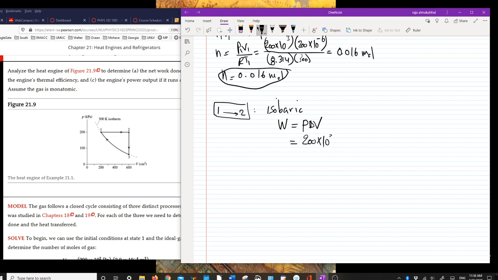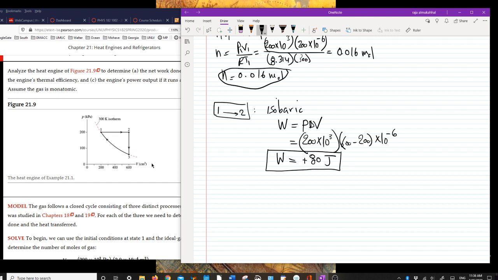Anyway, so this is to the third times delta V, which is basically 600 minus 200, correct? So that's going to be 600 minus 200 times 10 to the negative 6. And when we do the calculation, I have the answer here is 80 joule. Okay, so the work from 1 to 2 is 80 joule, and it's positive, positive because there has been an expansion. Is that right? Okay.